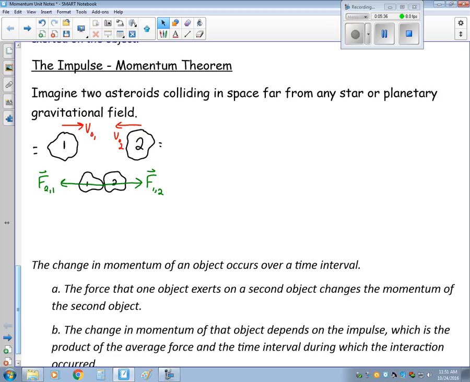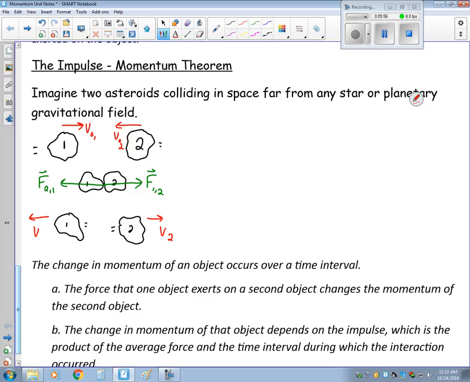Now, after these two asteroids collide, let's say they bounce off each other. So they're going to move away with some final velocity. So that's our situation. These two asteroids come at each other, they hit, bounce off, and go away. So we want to be able to study what's going on. So let's begin by just taking a look at asteroid number 1.